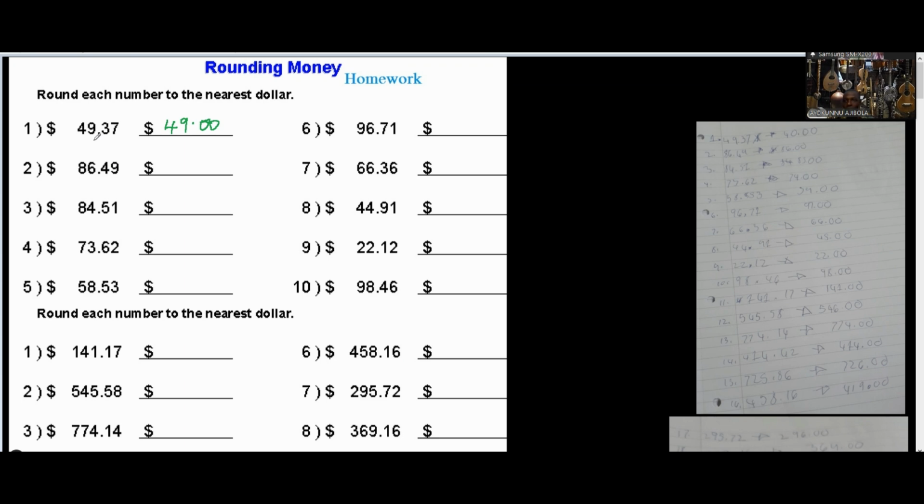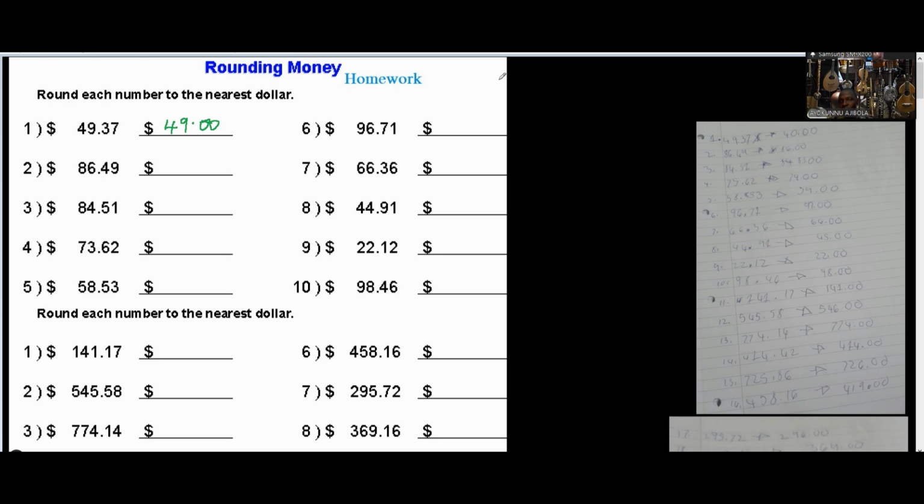And this one, it would have been 50 if the number after the decimal is 5 and above. Then it will round up this digit to the next digit, which is going to turn this 4 into 5, because that's already 9. So this is going to be 49.